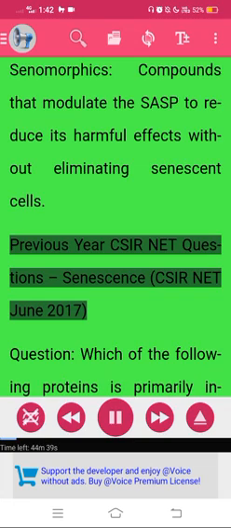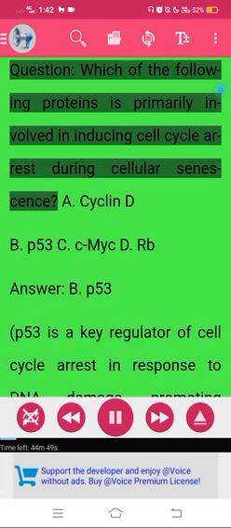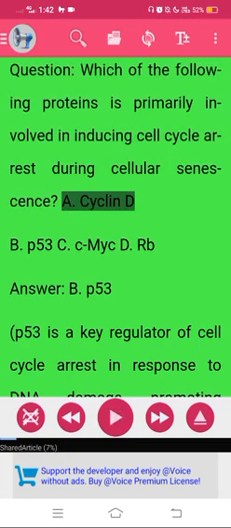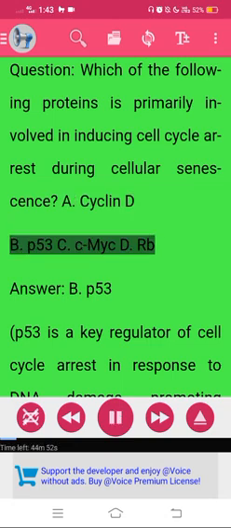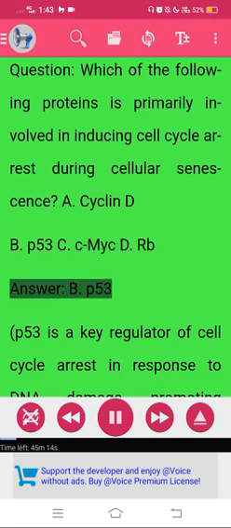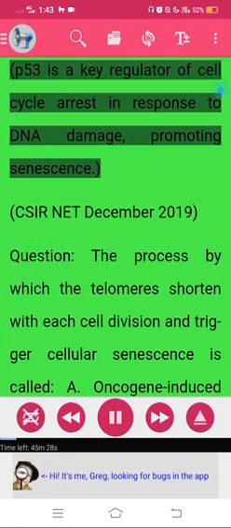Previous year CSIR-NET questions. Senescence, CSIR-NET June 2017. Question: which of the following proteins is primarily involved in inducing cell cycle arrest during cellular senescence? A. Cyclin D, B. P53, C. C-MYC, D. RB. Answer: B, P53. P53 is a key regulator of cell cycle arrest in response to DNA damage, promoting senescence.